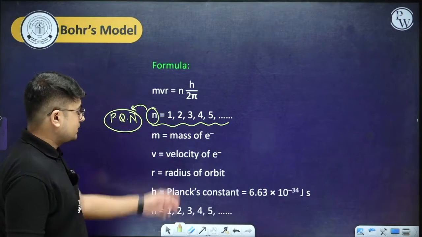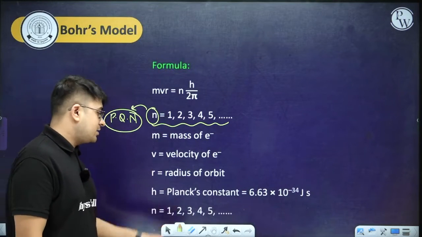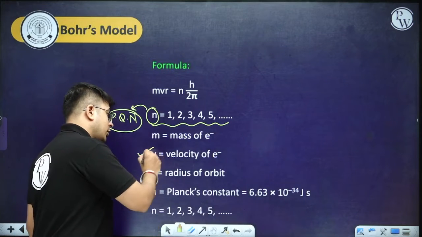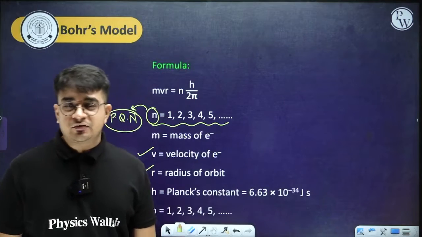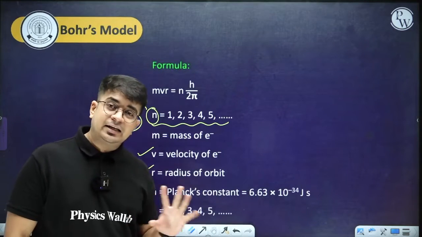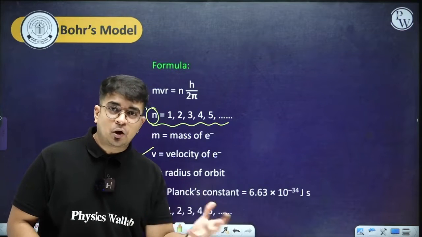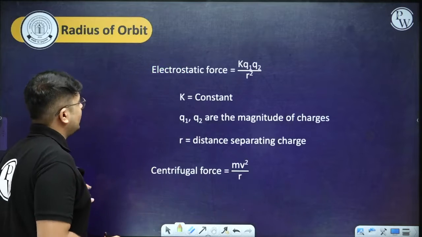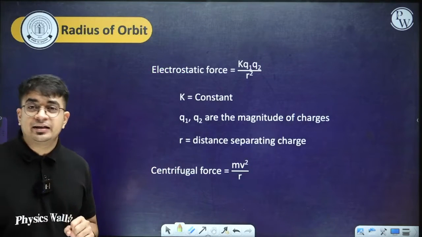Okay, m is the mass of the electron, v is the velocity of the electron, r is the radius of the orbit, and h is the Planck constant, which has a specific value. It means you can talk about the velocity of the electron and the radius of the orbit very easily. That's why this particular model gave the entire idea related to these basic properties of the electron. Now it's time to talk about the radius of the orbit, and how you can calculate it.